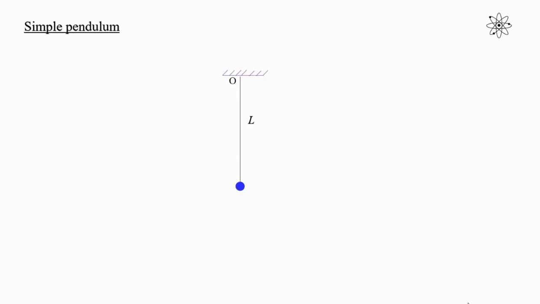Here we can see the simple pendulum at its mean position, where the angular displacement is 0. At this position, let's see what forces act on the bob. The first is the gravitational force, which acts vertically downward, and the tension, which acts vertically upward along the string. As you can see, the tension and the weight of the bob balance each other, so the net force acting on the bob is equal to 0. This is the condition for equilibrium. Hence, this position of the bob is also known as the equilibrium position or mean position.